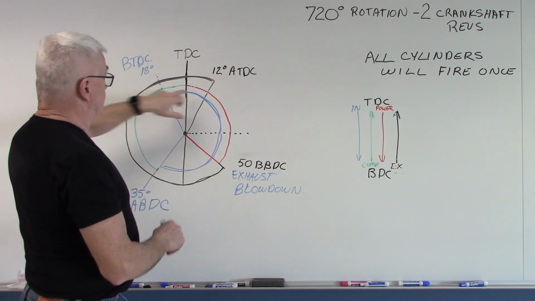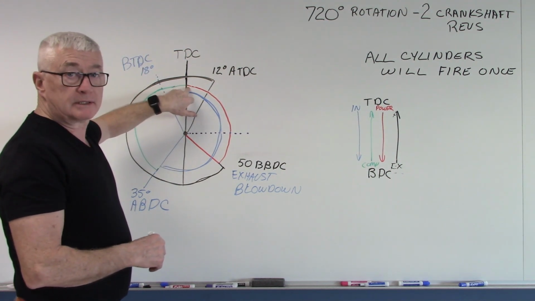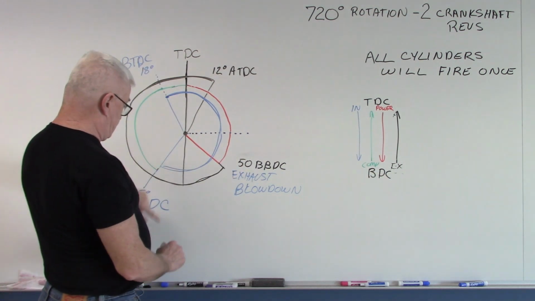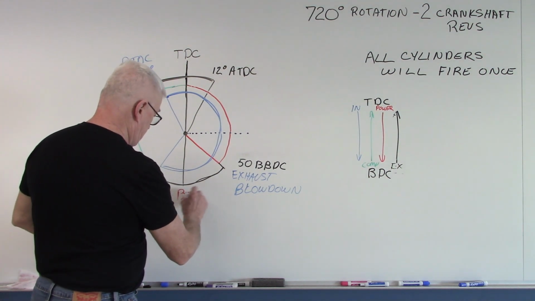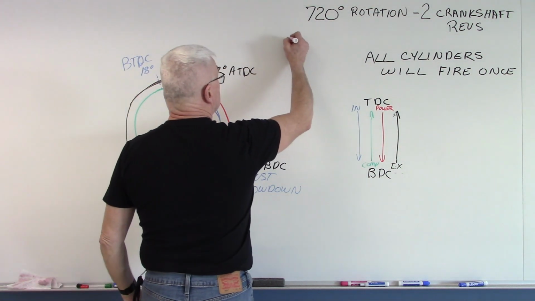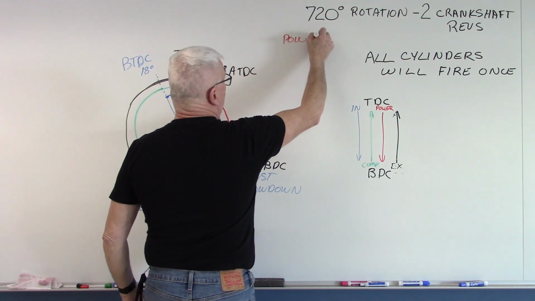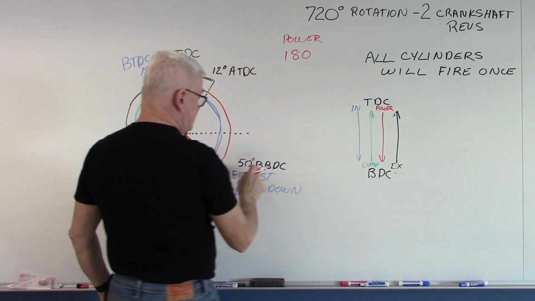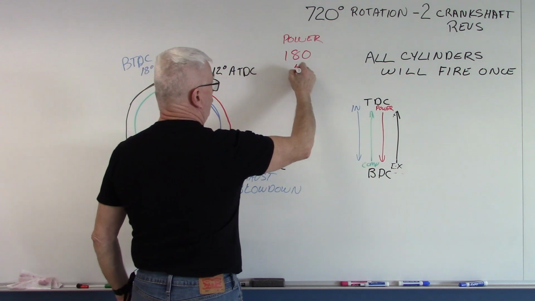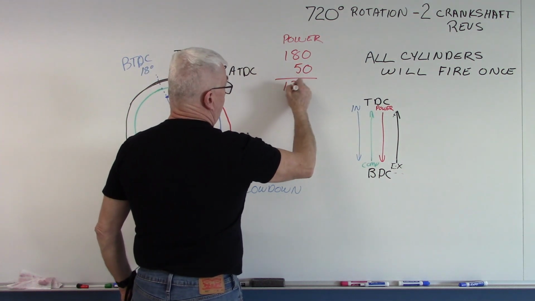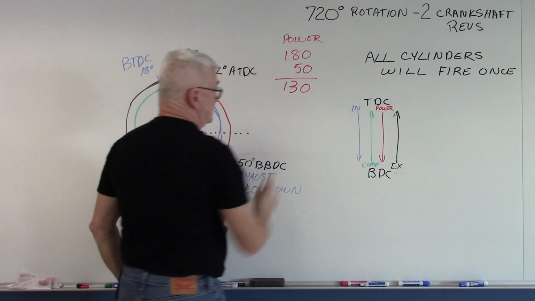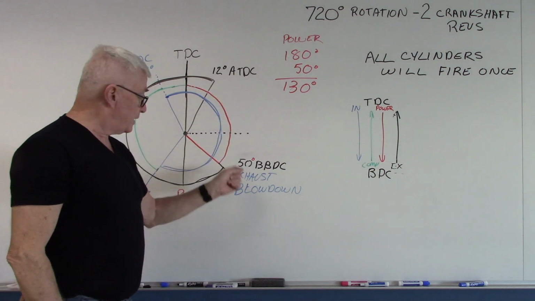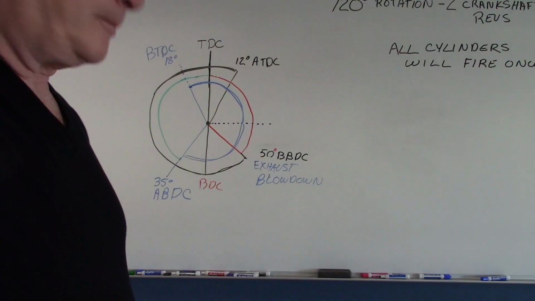So we'll start with the power stroke, because that's where we started before. The power stroke from top dead center to bottom dead center is 180 degrees. So my power stroke will be 180 degrees minus the 50 degrees before bottom dead center when my exhaust valve opened, which is going to equal 130 degrees. All right, so that means my power stroke is 130 degrees of rotation.